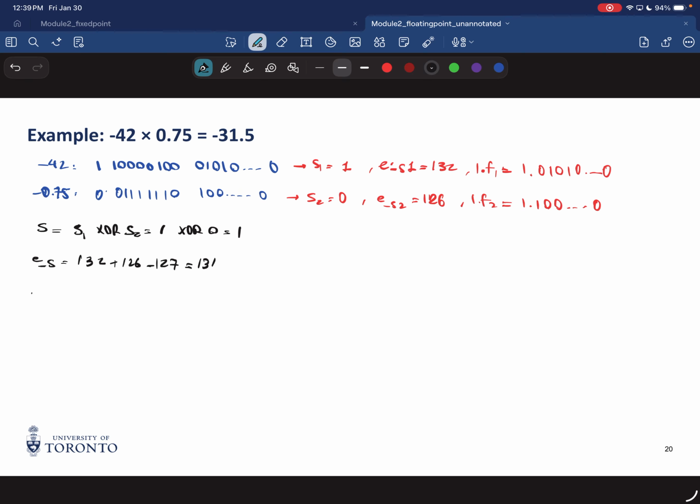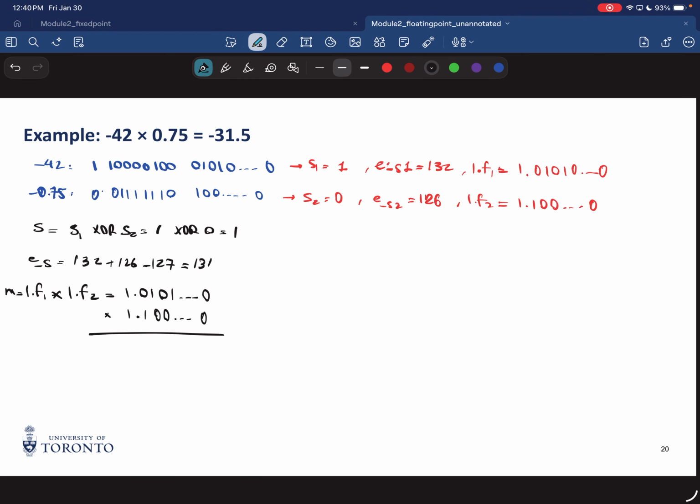Then we need the mantissa thingy. So that's going to be M. And then that is 1.0101 multiplied by 1.100. So this is where the binary arithmetic, the first lecture we started with in this module, is very helpful, because now you're multiplying two binary numbers basically.